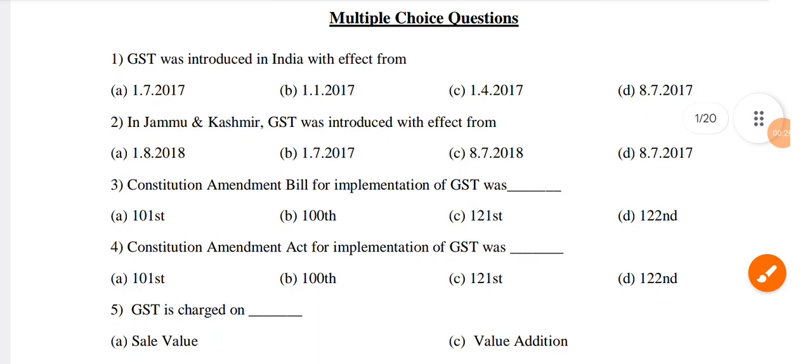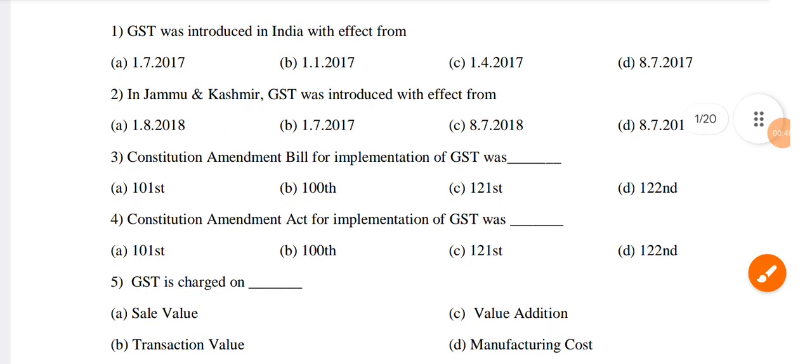Next question, in Jammu and Kashmir, GST was introduced with effect from: option A 1/8/2018, B 1/7/2017, C 8/7/2018, and option D 8/7/2017. The correct option is D.